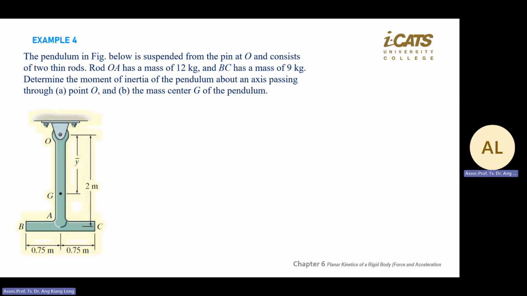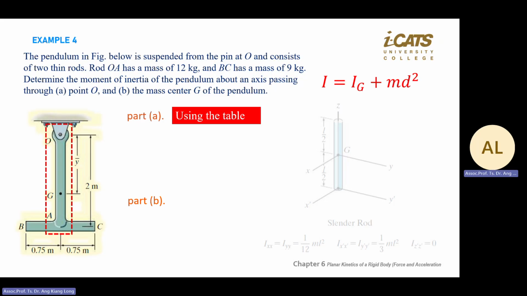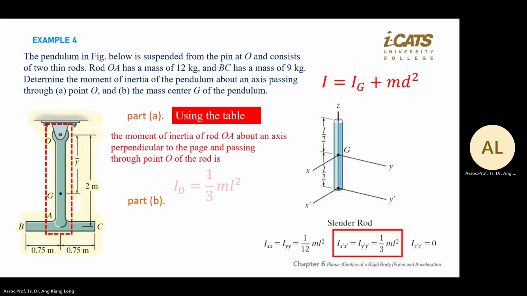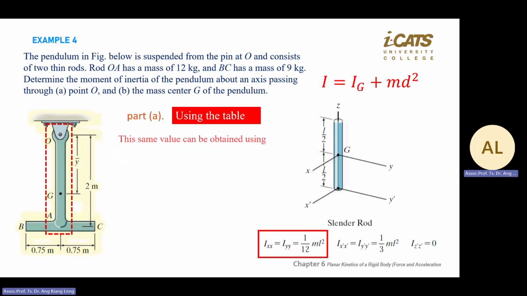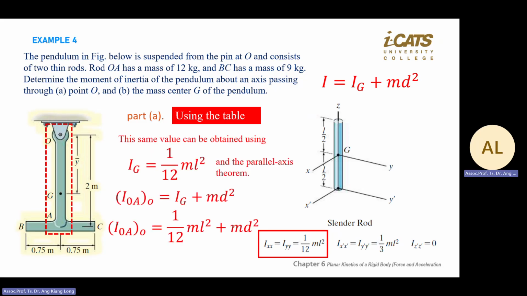Then you have two moments of inertia: moment of inertia of OA plus moment of inertia of BC. Then you get the total moment of inertia. That's the trick. So the rest you read, all the answers are there. The first one is 16 kilogram per meter cube. Second one, the rest you read.